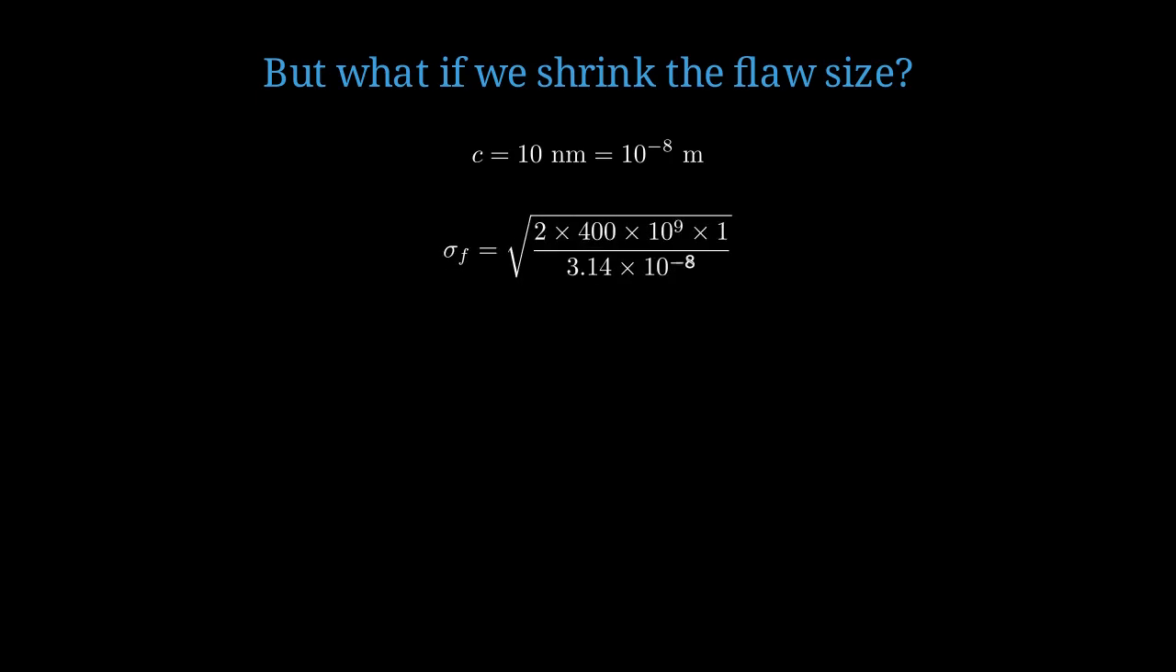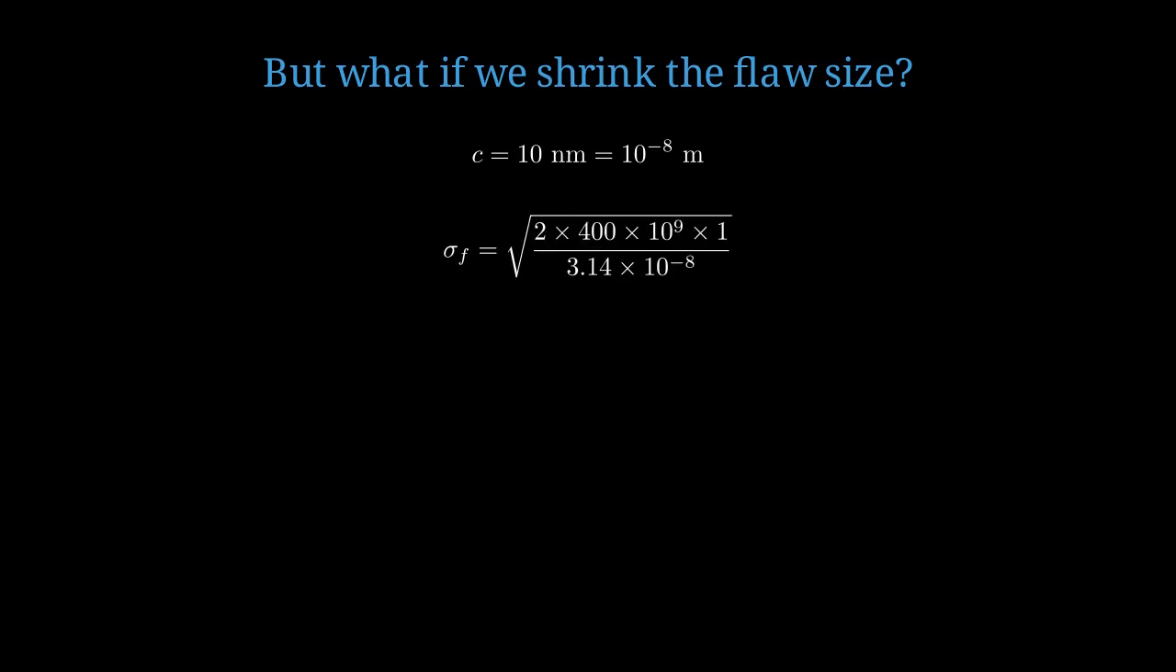Now here's the key question. What happens if we shrink the flaw size? What if, instead of 1 millimeter defects, we only have nanometer scale defects? Let's recalculate with c equals 10 nanometers, which is 10 to the minus 8 meters. That's 100,000 times smaller. Same equation, but now c is 10 to the minus 8.